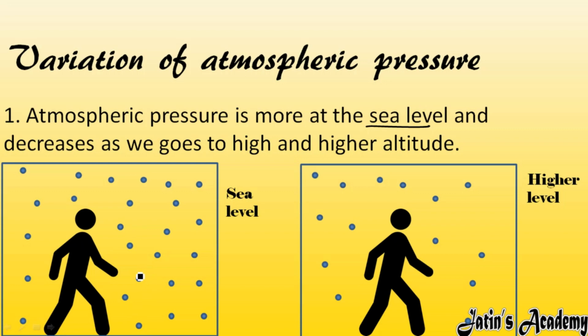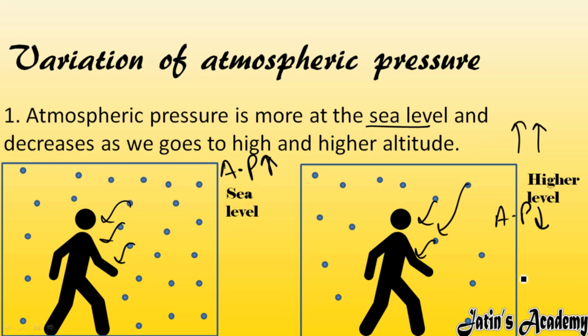Okay, when particles are coming close to each other, these particles are exerting more and more pressure. Due to this, deep at sea level, atmospheric pressure is very high. But as we move to higher and higher altitude, particles are going to expand. Due to expansion, particles move away from each other, so they exert very little pressure on our body, and very little pressure means atmospheric pressure is less. So at sea level atmospheric pressure is more, and at higher altitude atmospheric pressure is less.